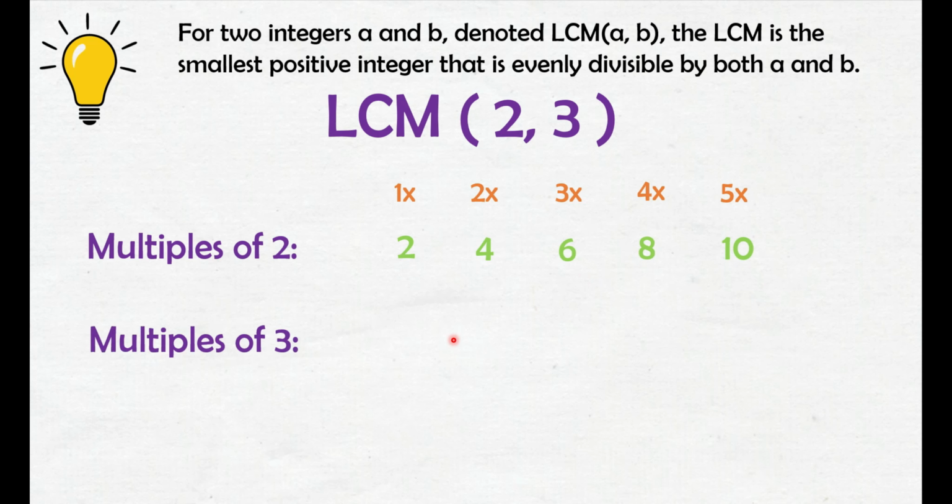Another is the multiples of 3. Again, we multiply 1 by 3, that is 3. 2 times 3 is 6, 3 times 3 is 9, 4 times 3 is 12, and 5 times 3 is 15. So 3, 6, 9, 12, 15 are the multiples of 3.